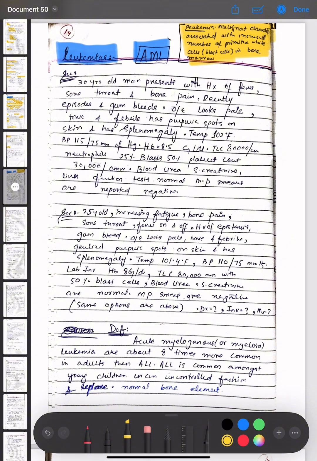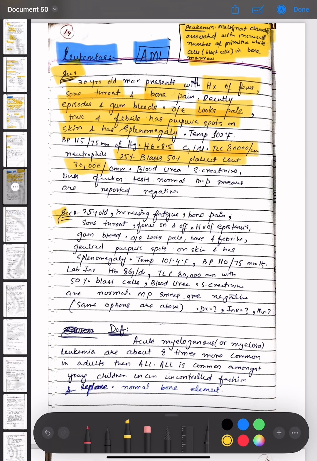We have a scenario of a 30-year-old man who presents with a history of fever, sore throat and bone pain. Recently he has had episodes of gum bleeds. On examination he looks pale, toxic and febrile, has purpuric spots on the skin and has splenomegaly. The temperature is 102 degrees Fahrenheit, BP 115 by 75, HB 8.5, and TLC is 80,000. Neutrophils 25%, blasts 50%, and the platelet count is 30,000. Blood urea, serum creatinine and liver function tests are normal, and the MP smears are reported negative.